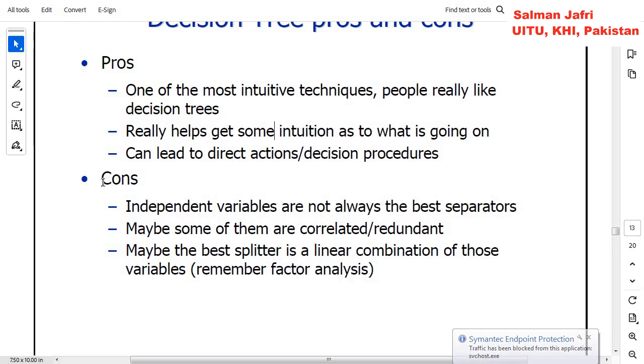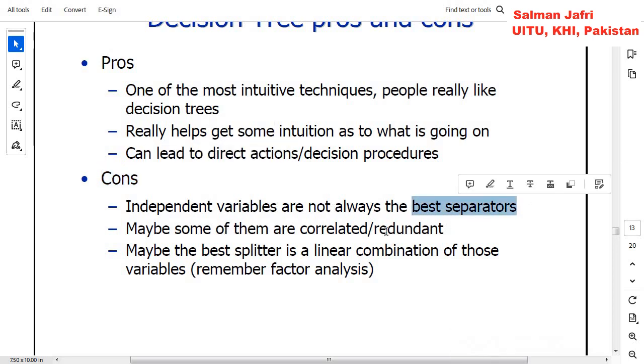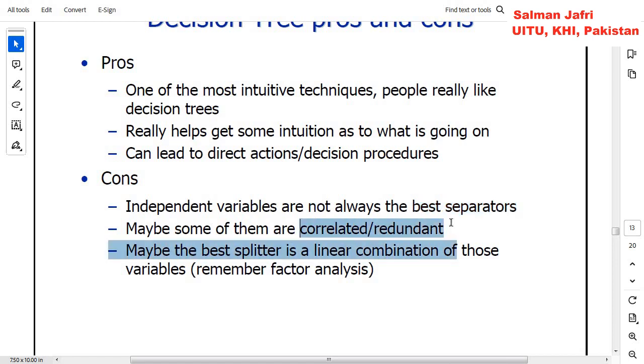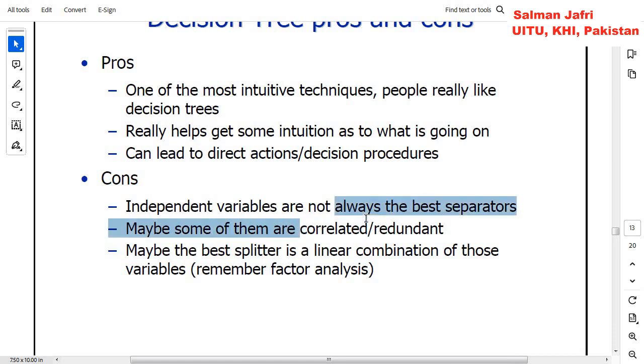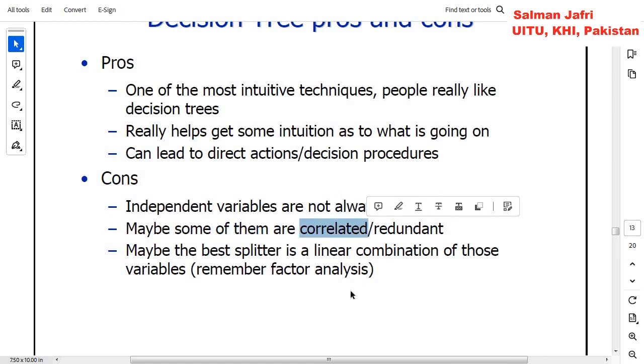What are the cons now? Independent variables are not always the best separators. Maybe some of them are correlated, redundant. So correlation is one of the properties that are very important in these kinds of analysis. We'll look at it later on also. So maybe the best splitter is the linear combination of those variables, for example, factor analysis. Again, some of these terms we will be dealing with extensively in the coming lectures.